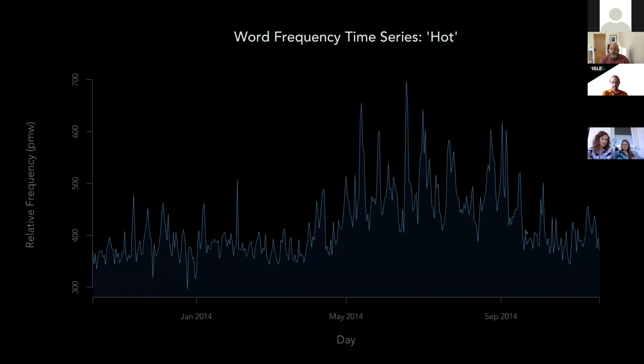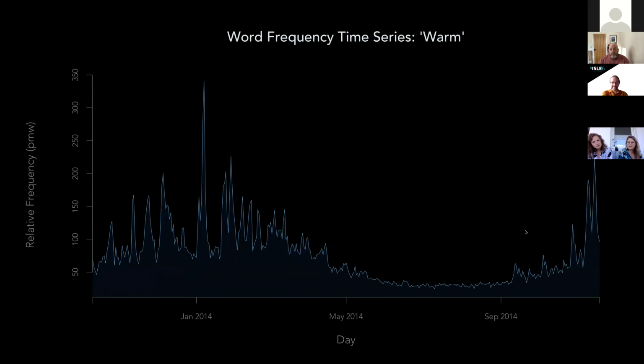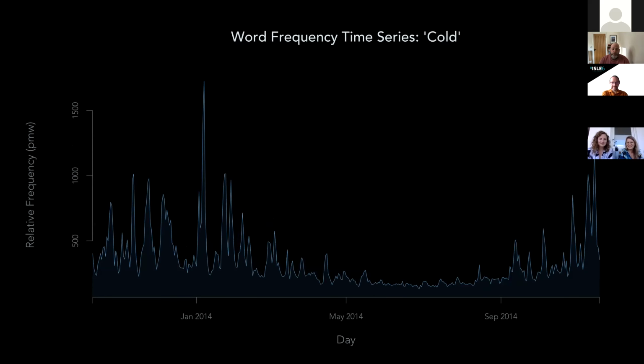Here's another one. This is the time series for "hot". I'm just showing you here, there is obviously local variation, but there's not a clear weekly trend. But you can see that it rises up in the summer. Similarly, you can see that "warm" goes down in the summer. So those are almost in complementary distribution with each other. And then here's "cold", which shows a very similar pattern to "warm". Again, cold peaks in January and is lowest in the summer months. Okay, so those just show you that this makes sense more or less.